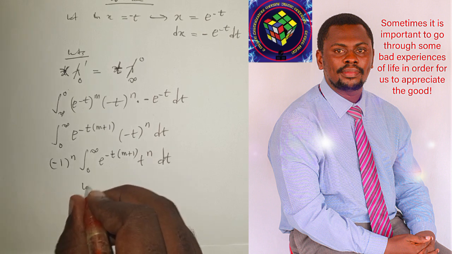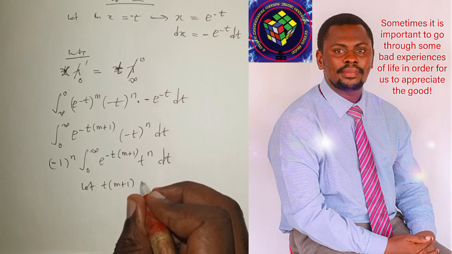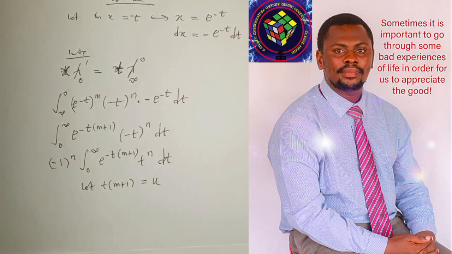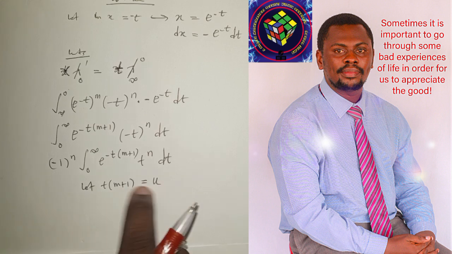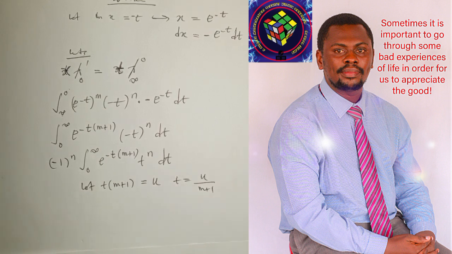Okay, so we say let t(m+1) equal to, let's use u, equal to u. Then we can make t the subject of the formula. So how do you make t the subject of the formula? You just divide both sides of the equation by m plus 1. So you get t is equal to u over m plus 1.